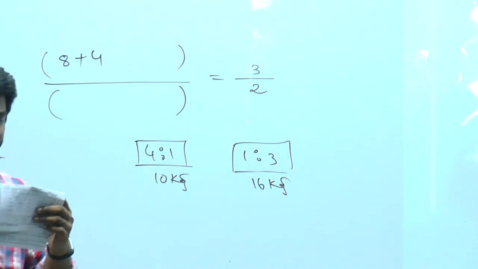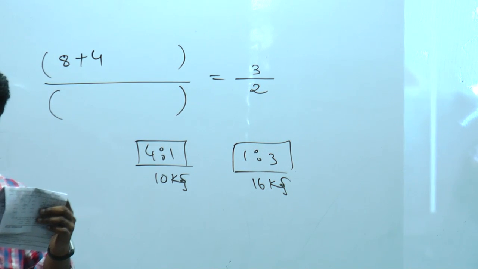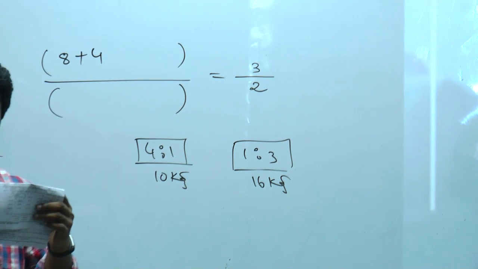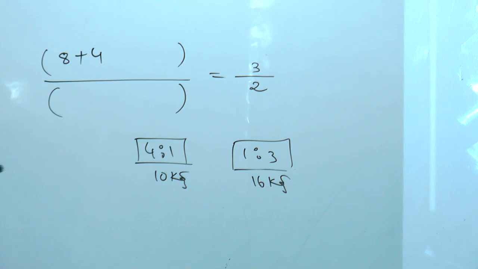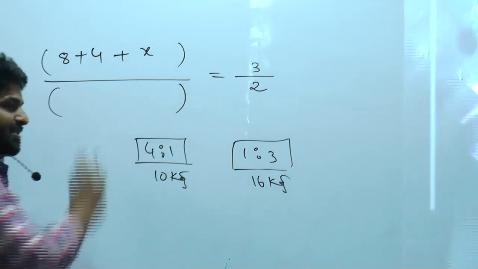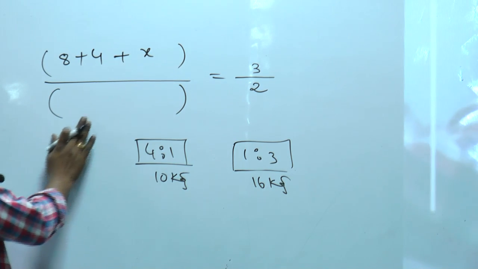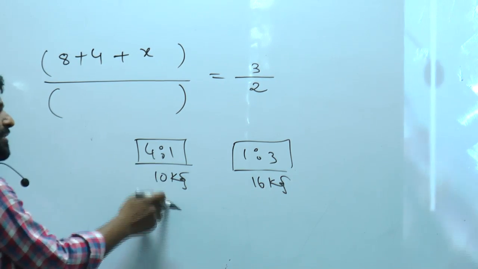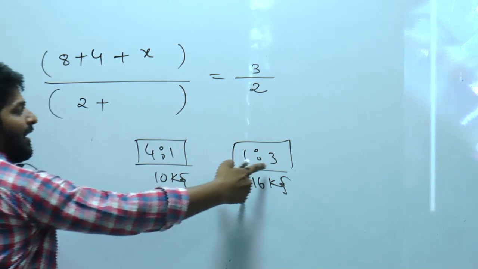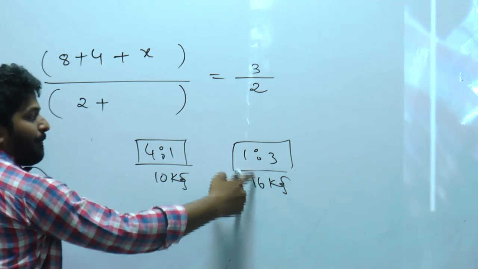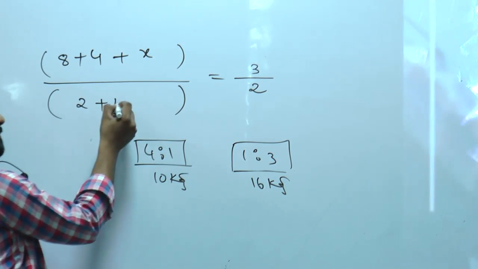And 10 kgs from the first alloy, 16 kgs from the second alloy, and some quantity of pure copper is added. So I am going to add x kgs of copper here. And then the other one is iron. 1 part is 2 kgs. And here 1 part is 4, so 3 parts is 12.